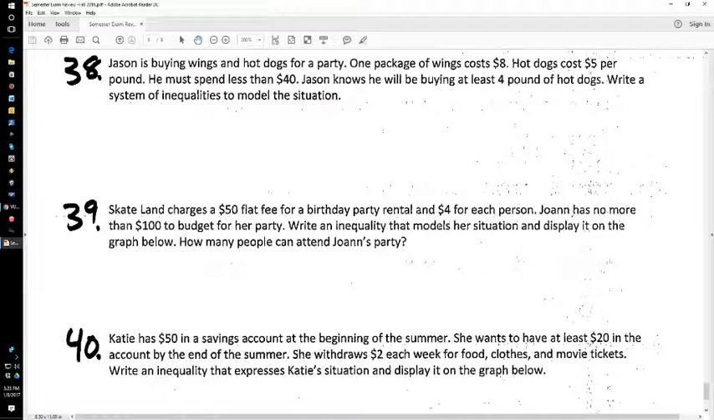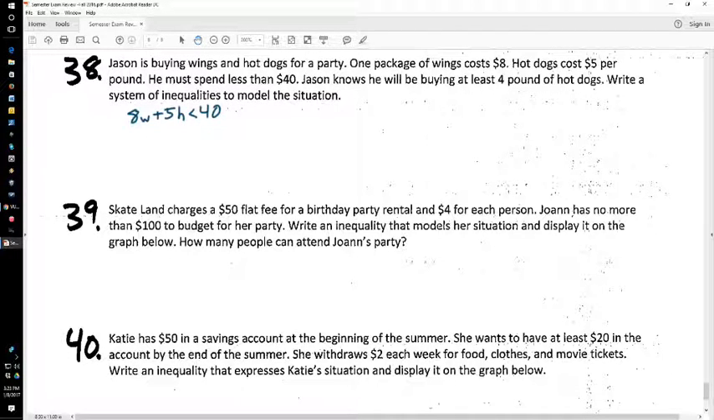I don't really think you need a system for this, but basically this is a grocery list. Alright? The way I look at this is I'll just use W for wings and H for hot dogs. One package of wings costs $8, so that's 8W for a pack of wings. And a pound of hot dogs is $5 per pound. So whenever you go to the grocery store, you're adding everything up, right? So plus $5H for a pound of hot dogs. And how much do we need to spend? We have to spend less than $40.